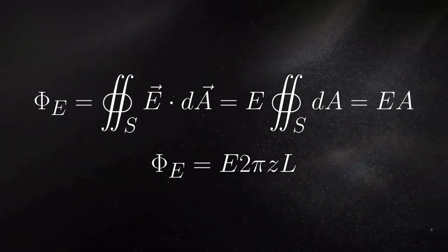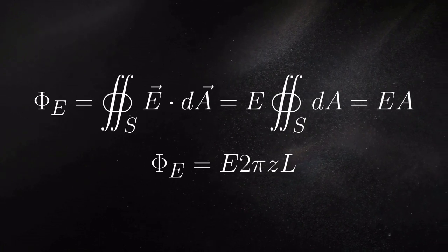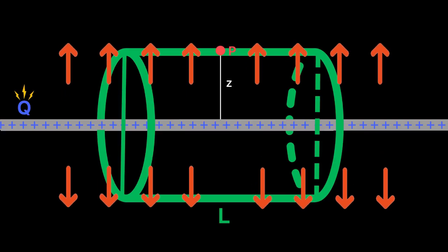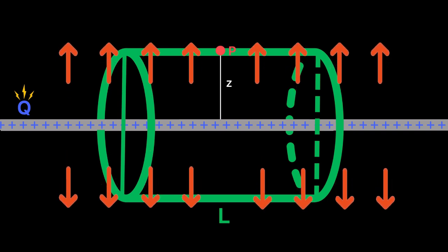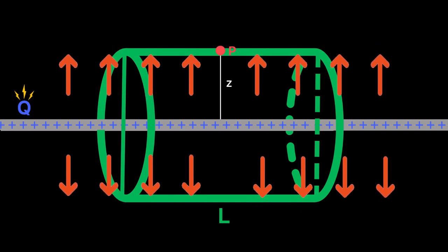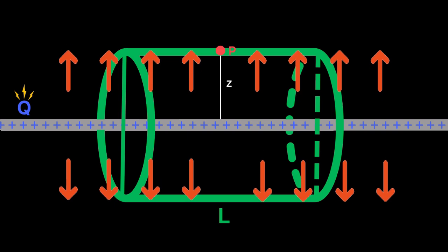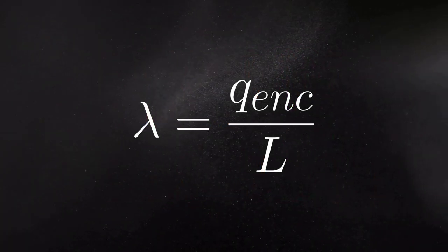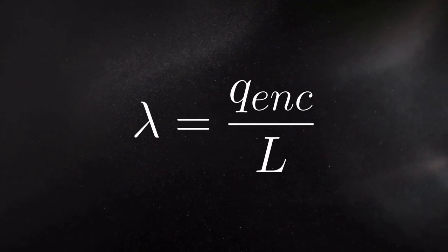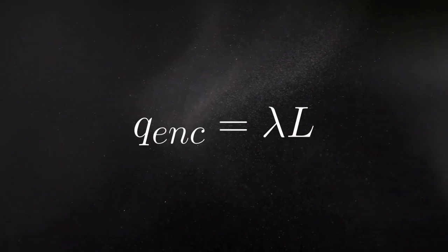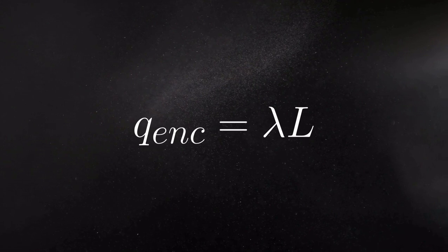The next part just involves finding the charge enclosed by that cylinder. We're going to section off the part of the line of charge that exists within the cylinder, and assume that it has the same linear charge density as the rest of the line. That means that the linear charge density will also be equal to the charge enclosed by the cylinder divided by the length of the cylinder. So the charge enclosed is simply the linear charge density times the length of the cylinder.